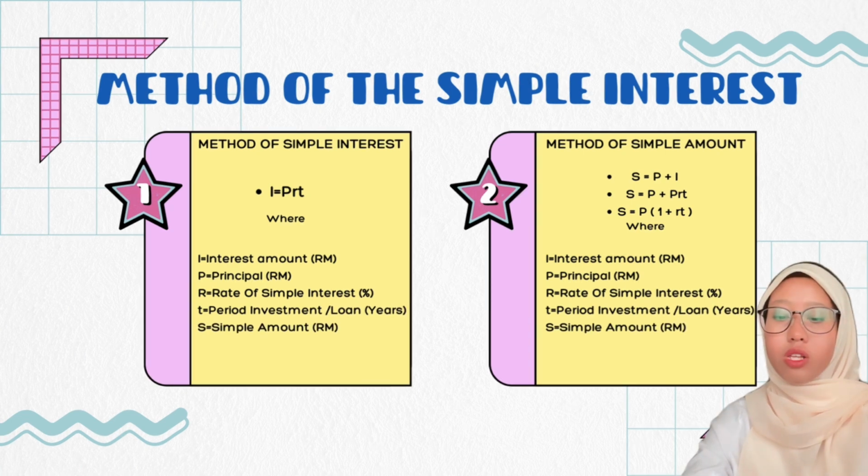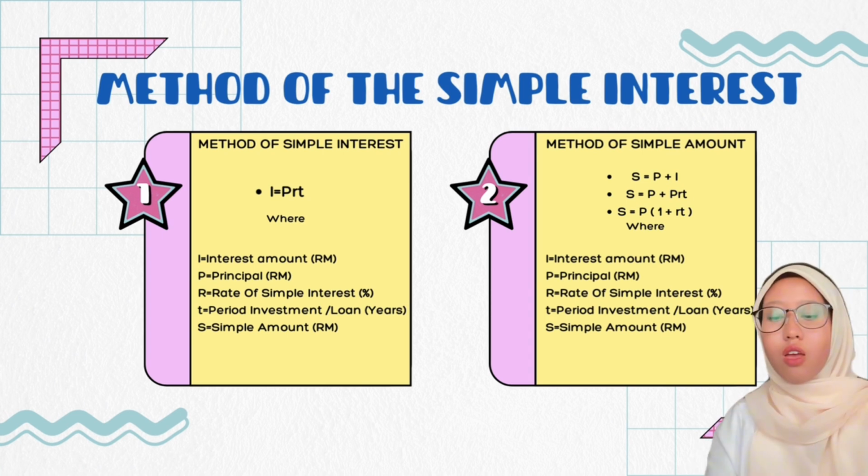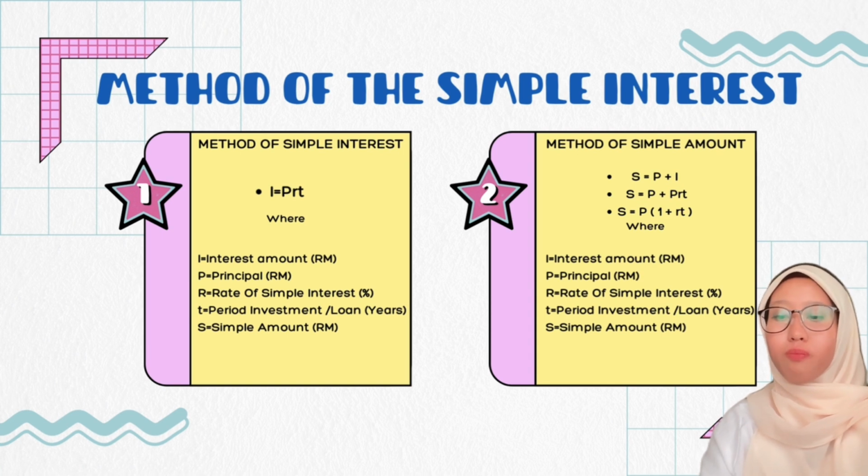Okay, now let me explain the methods of simple interest. We have two methods that can be used. The first method is I equal to PRT. I is the interest amount in RM, P is the principal in RM, R is the rate of simple interest in percent, T is the period of investment or loan in years, and S is the simple amount in RM. The second method is the method of simple amount. S equal to P plus I, S equal to P plus PRT, hence S equal to P(1 plus RT).